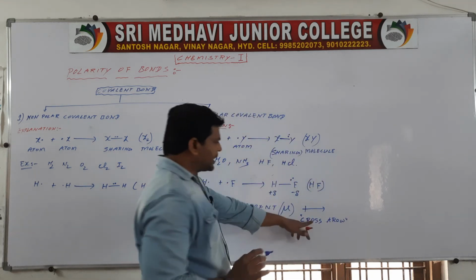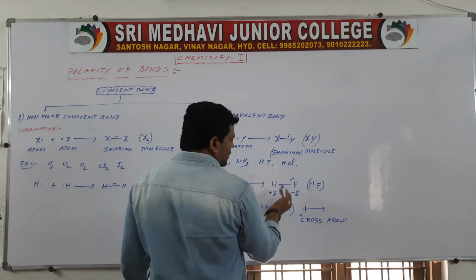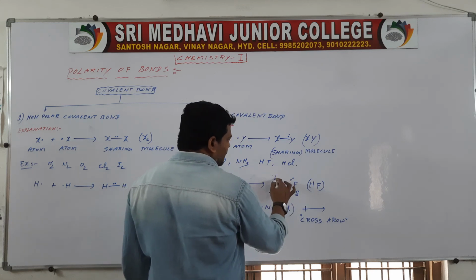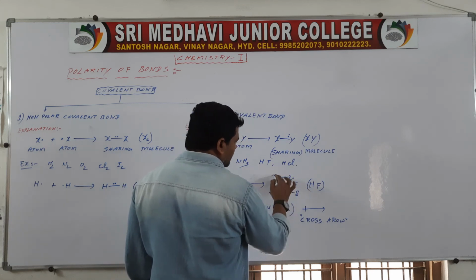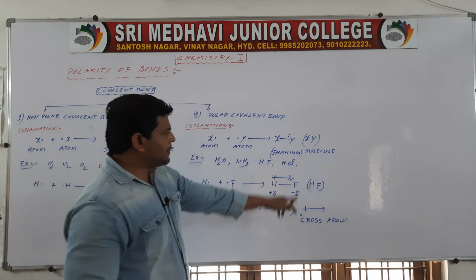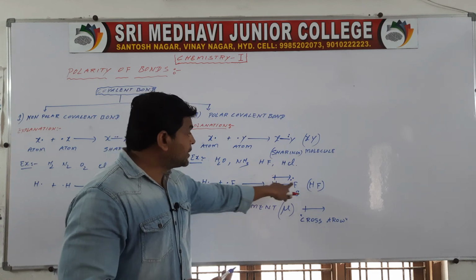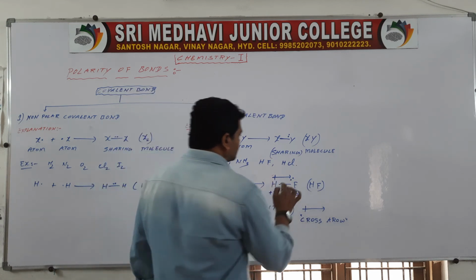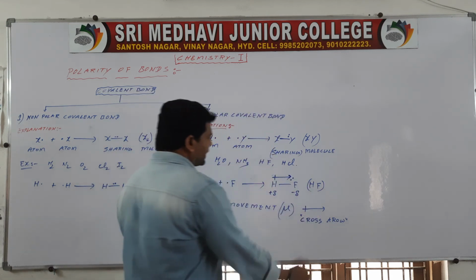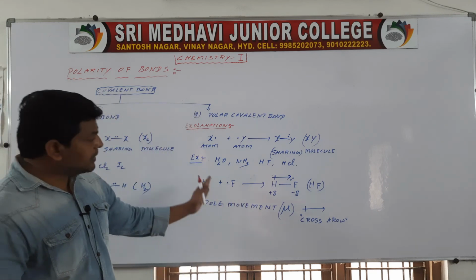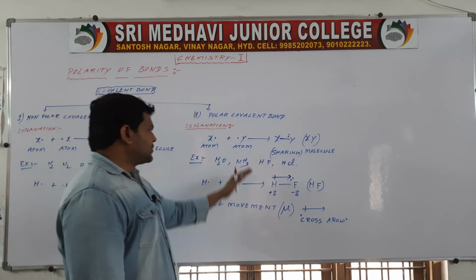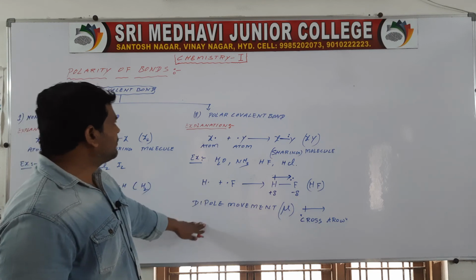Dipole moment is indicated by crossed arrows. Now the electron pair is pulling from hydrogen to fluorine. That's why we are keeping this type of arrow. It indicates the electron pair is moving from hydrogen to fluorine. So this is nothing but the polarity of bonds.